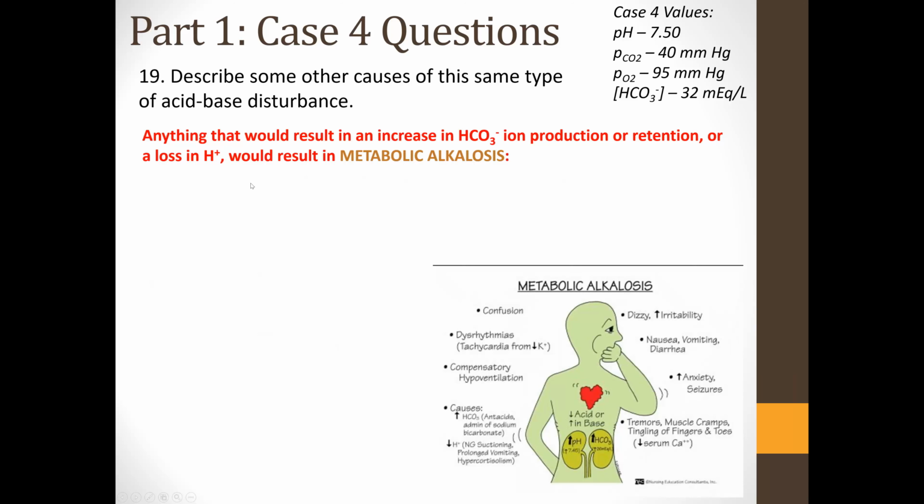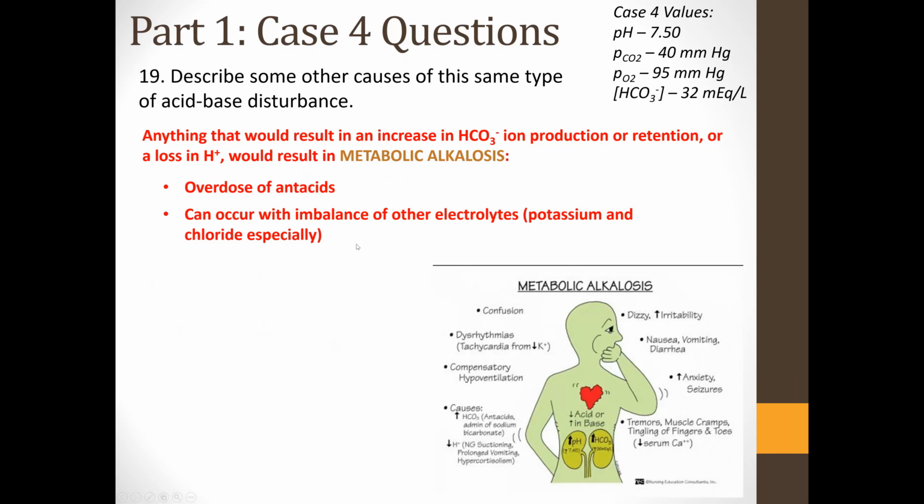Other causes other than excessive vomiting, which we covered in this case study, would be an overdose of antacids. With antacids, you're essentially taking bicarbonate ions to counteract your stomach acid. It can also occur with the imbalance of other electrolytes like potassium and chloride, because as these electrolytes are regulated in the kidneys, that can cause your kidneys to end up secreting too many hydrogen ions in trying to hang on to these other electrolytes, and that can also indirectly cause metabolic alkalosis.